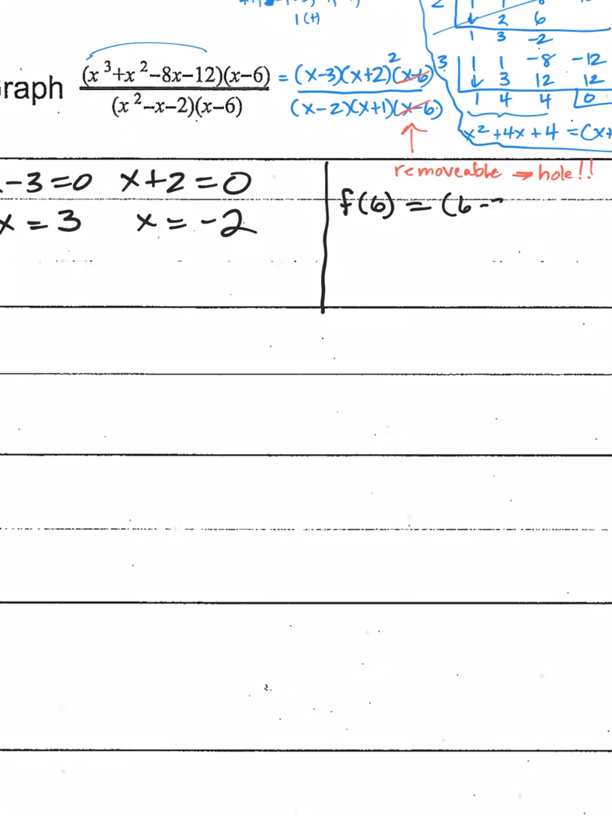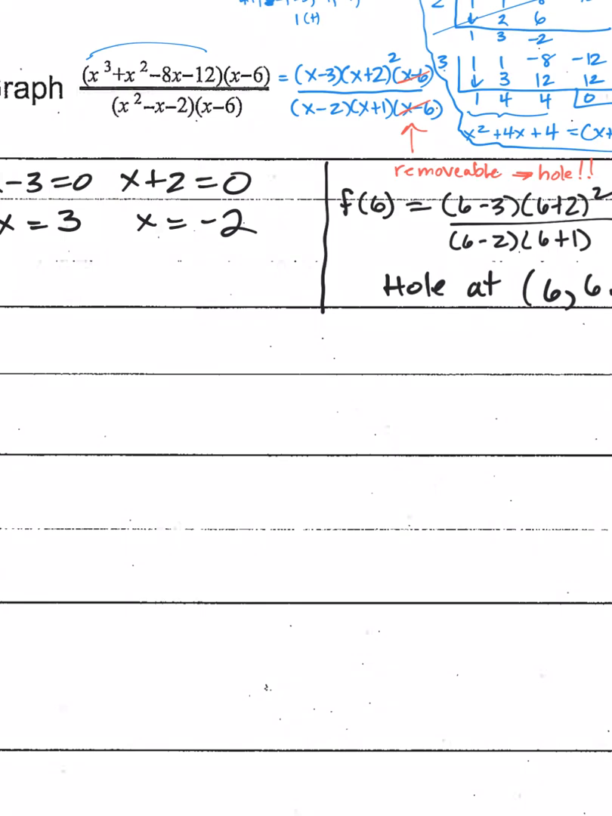So we have to do 6 minus 3, 6 plus 2 squared, over 6 minus 2, 6 plus 1. So this is 3. 8 squared is 64. 4 and 7. So 3 times 64 divided by 28 is about 6.9. So I have a hole at the point 6, 6.9.